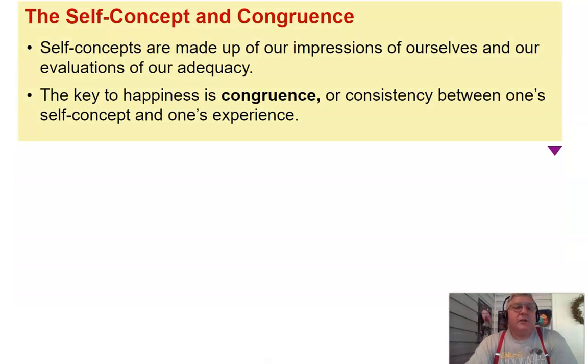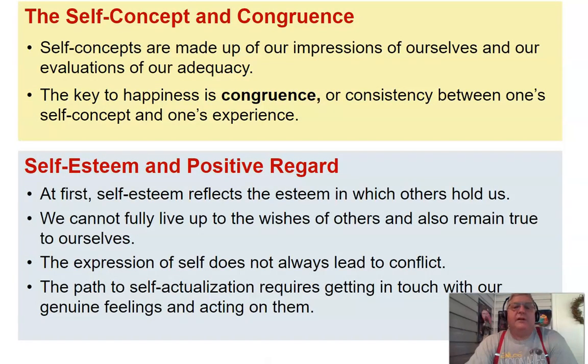Self-concept incongruence. Self-concepts are made up of impressions of ourselves and our evaluations of our adequacy. The key to happiness is congruence, or consistency between one's self-concept and one's experience. At first, self-esteem reflects the esteem in which others hold us. We cannot fully live up to the wishes of others and also remain true to ourselves. The expression of self does not always lead to conflict. The path to self-actualization requires getting in touch with our genuine feelings and acting on them.